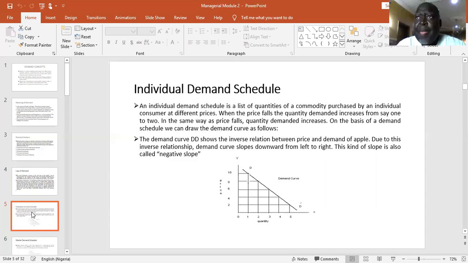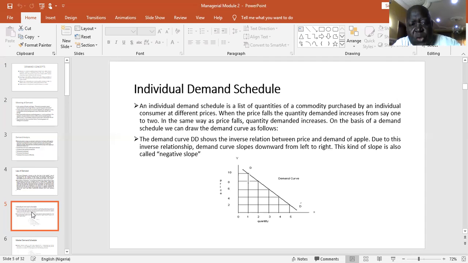That is the demand schedule that has been converted into a demand curve, a downward sloping demand curve. So a demand curve DD shows the inverse relation between price and demand of apple. Due to this inverse relationship, the demand curve slopes downward from left to right. This kind of slope is also called a negative slope because it's a negative relationship.